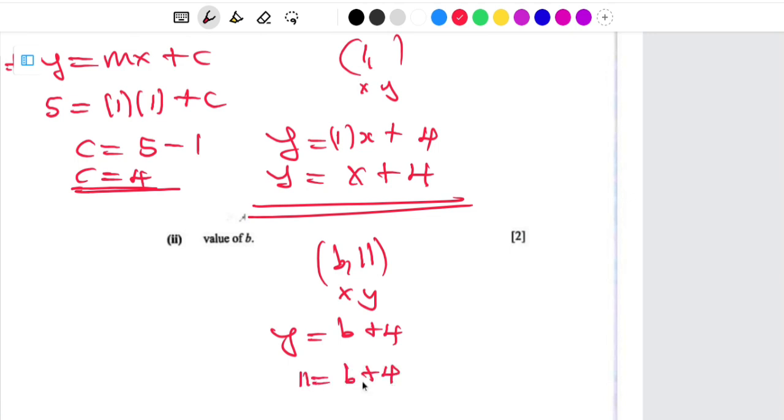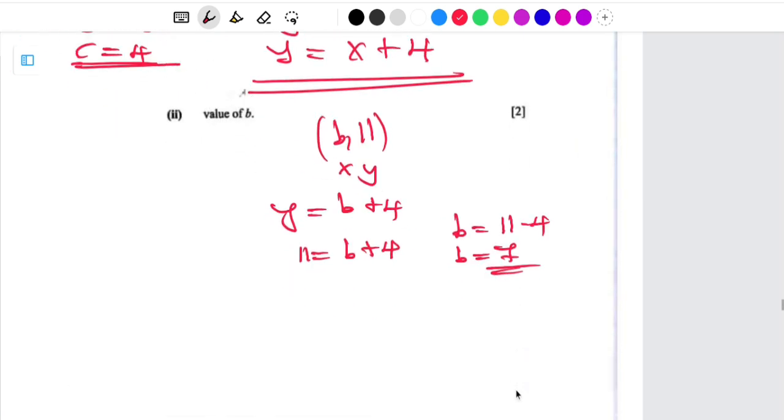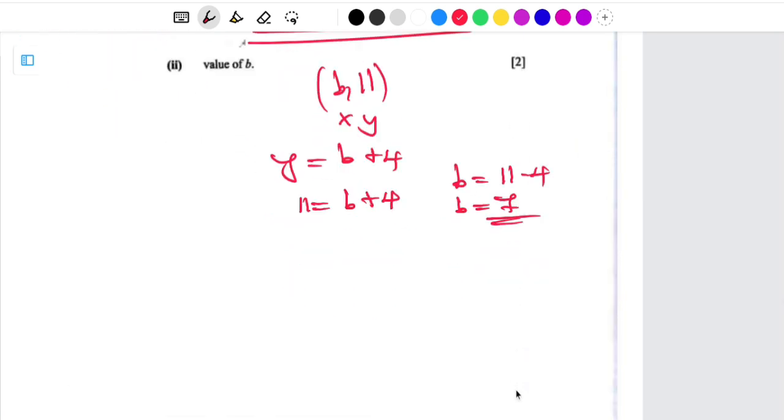When positive 4 goes to the other side, it's going to be negative 4. So b is 11 minus 4. Then b is going to be equal to what? Okay, it's going to be equal to 9. Is it 9? Not 9, but let me see. It's going to be equal to 7.